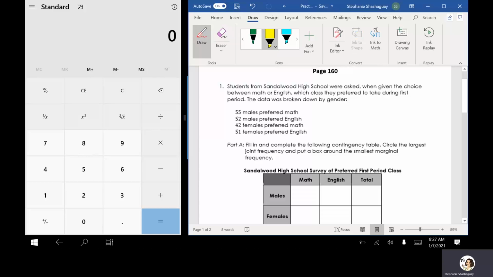Okay, so here we have 55 males preferred math. So I'm going to go down to my two-way frequency table, go to the males row and the math column and fill in 55. 52 males preferred English. So I'm going to go down to the males row, English column, and fill in 52.